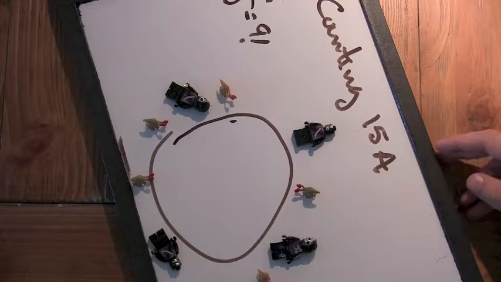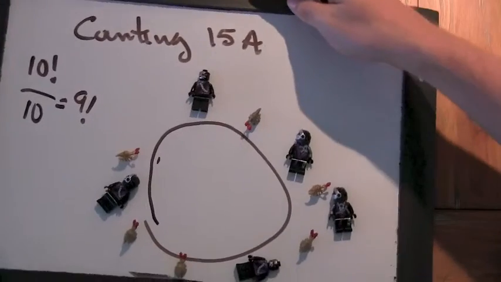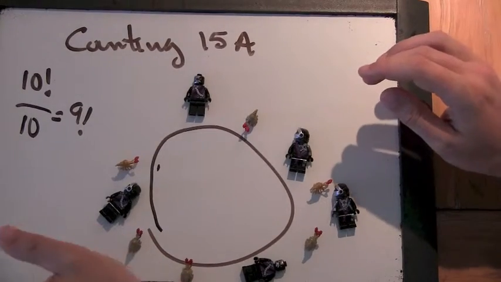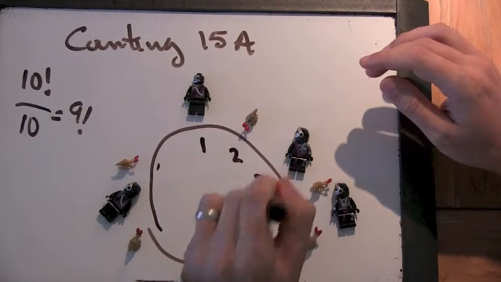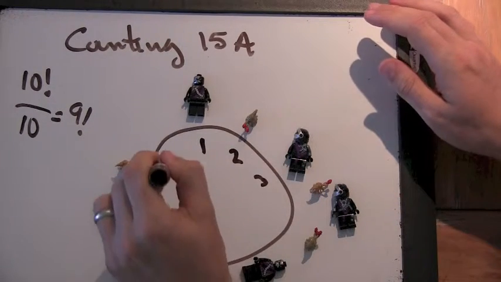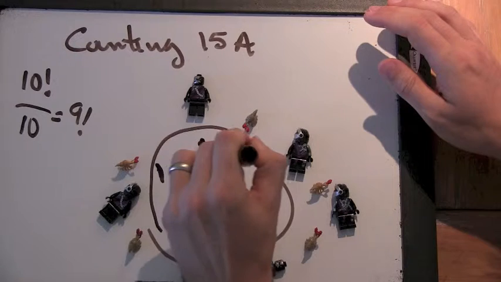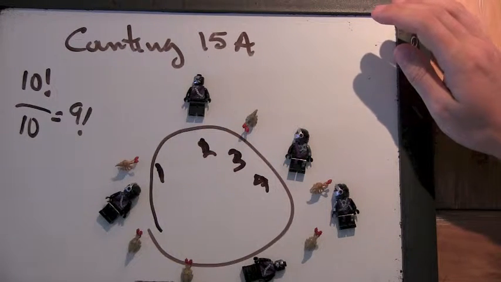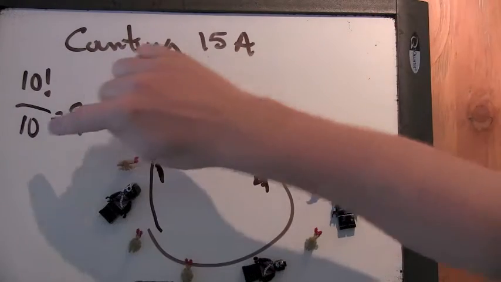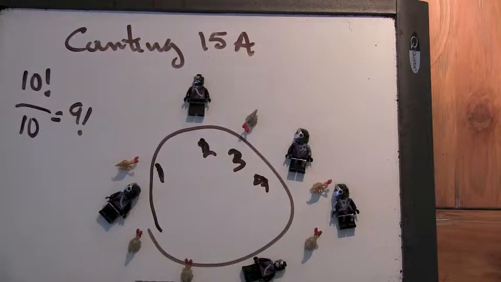Right. Another way of thinking about it is we used to number the seats like this. And now when I rotate it, instead I'm just numbering this 1, 2, 3, 4. Just renumbering the seats in the same order. So we have to divide by 10 because for each way there's 10 ways that are the same. And so how many ways is that? It's 9 factorial. And what's another way of saying 9 factorial? All right. Good job.